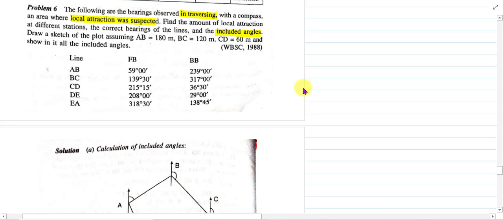Draw a sketch, assume this we already discussed, showing all the internal angles. This is the internal angles related part. So this draw a sketch is step number 5. So this is the complete question of the traversing numerical, in which we apply all the steps, step 1, 2, 3, 4 and 5.